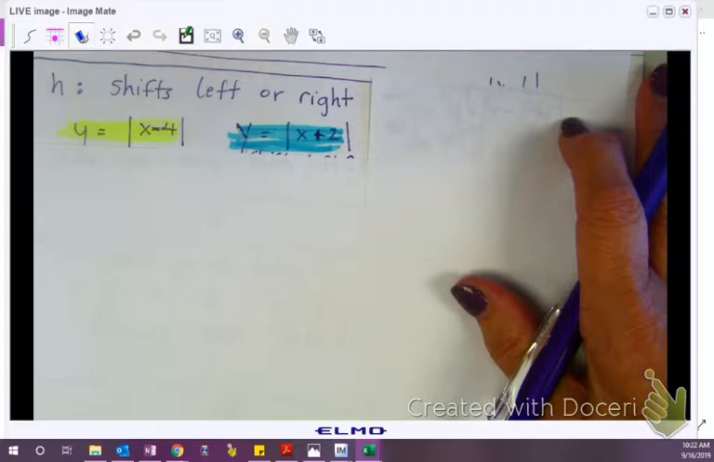So what happens on your Desmos calculator when you type in the absolute value of x minus 4? Goes 4 which way? Down. Negative. It goes to the right. It's like a horizontal shift. This is a horizontal shift. So it's going to the right. So then x plus 2 is going which way? To the left. So you want to write that on your paper.